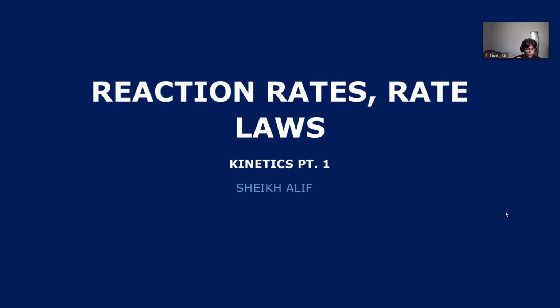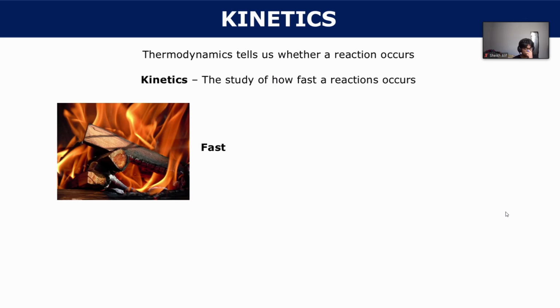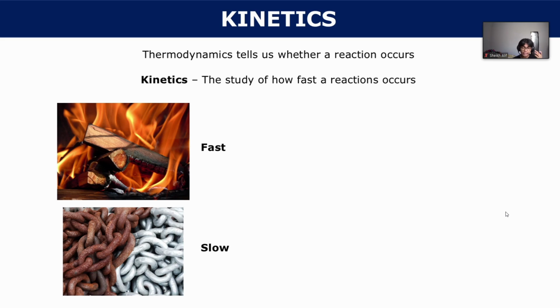So remember from last unit, thermodynamics is going to tell us whether or not a reaction occurs. But one of the things that thermodynamics does not tell us is the speed of the reaction. Well, this is what kinetics does. Kinetics is the study of how fast a reaction occurs. Certain reactions like the burning of wood are going to be really, really fast. They're going to happen almost instantaneously, but other things like rusting are going to happen really, really slowly.